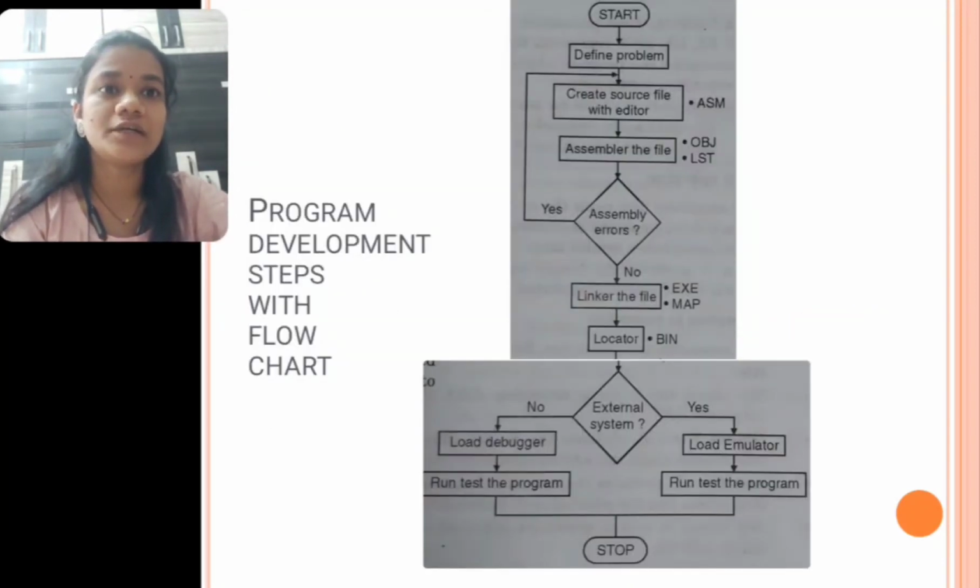And this is the flow chart. This is the program development steps with flow chart, meaning when we are using the assembly language programming tools, what steps we use. For this the flow chart is there. Further on we are going to study the assembly language tools. After studying the tools, we need to understand this flow chart. First we will see the program development tools, then we'll move towards the program development steps with flow chart.